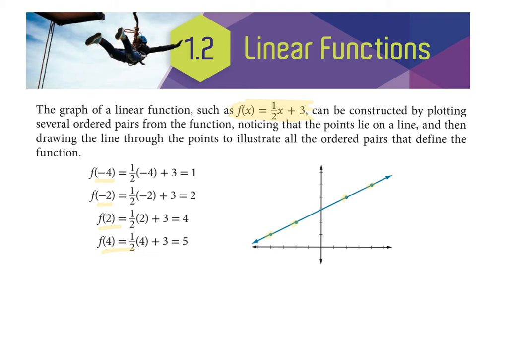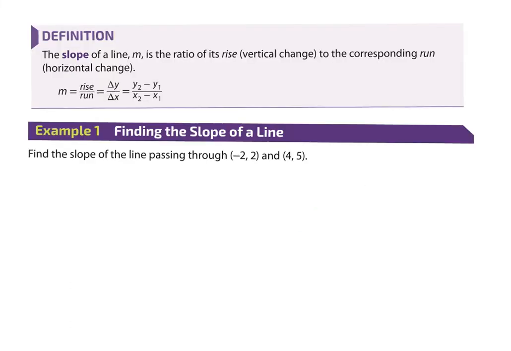This is the way they graphed it, but the other way to graph it is what you've always known. Go straight to that 3, which is my y-intercept, and then go up 1 over 2, and you get that second point. All right, linear functions. The first thing you learn is rise over run. How far up do you go compared to how far over do you go?